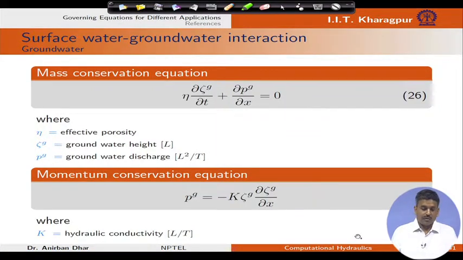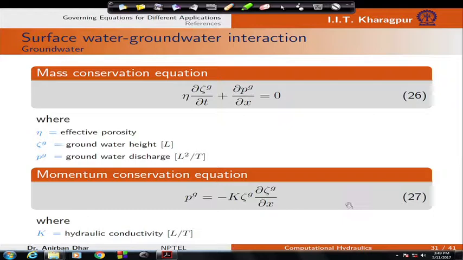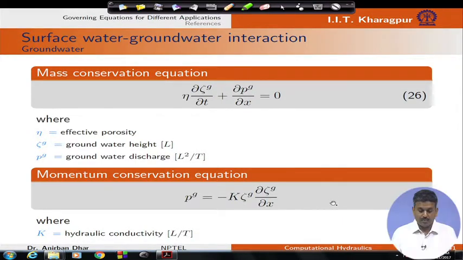So, for groundwater we need to introduce this eta or effective porosity term to consider the porous medium. Similarly, for momentum conservation we need to use Darcy's law. So, we can combine these equations with channel flow to solve this surface water groundwater interaction problem.